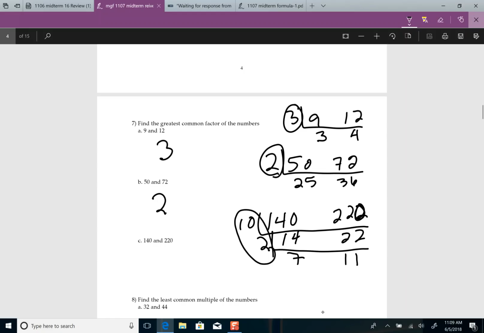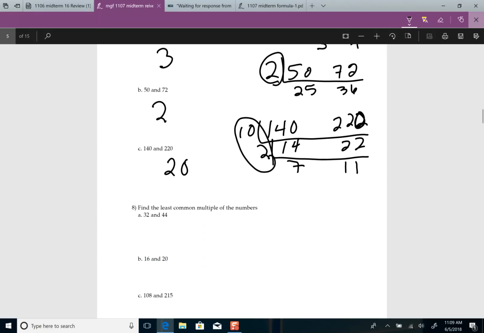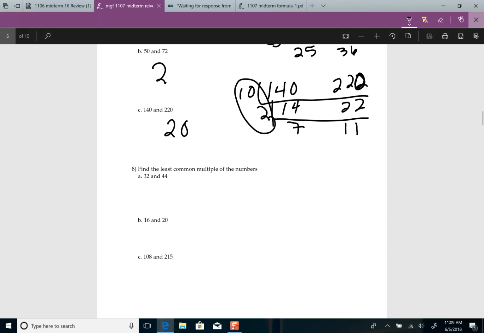Now I multiply 10 times 2, it gives me 20. And maybe you were quicker than me and you saw 20 went in from the beginning. Awesome, you could have done that in one step instead of the 2 I did. So now we're going to go on to the LCM, and it's going to look really similar.